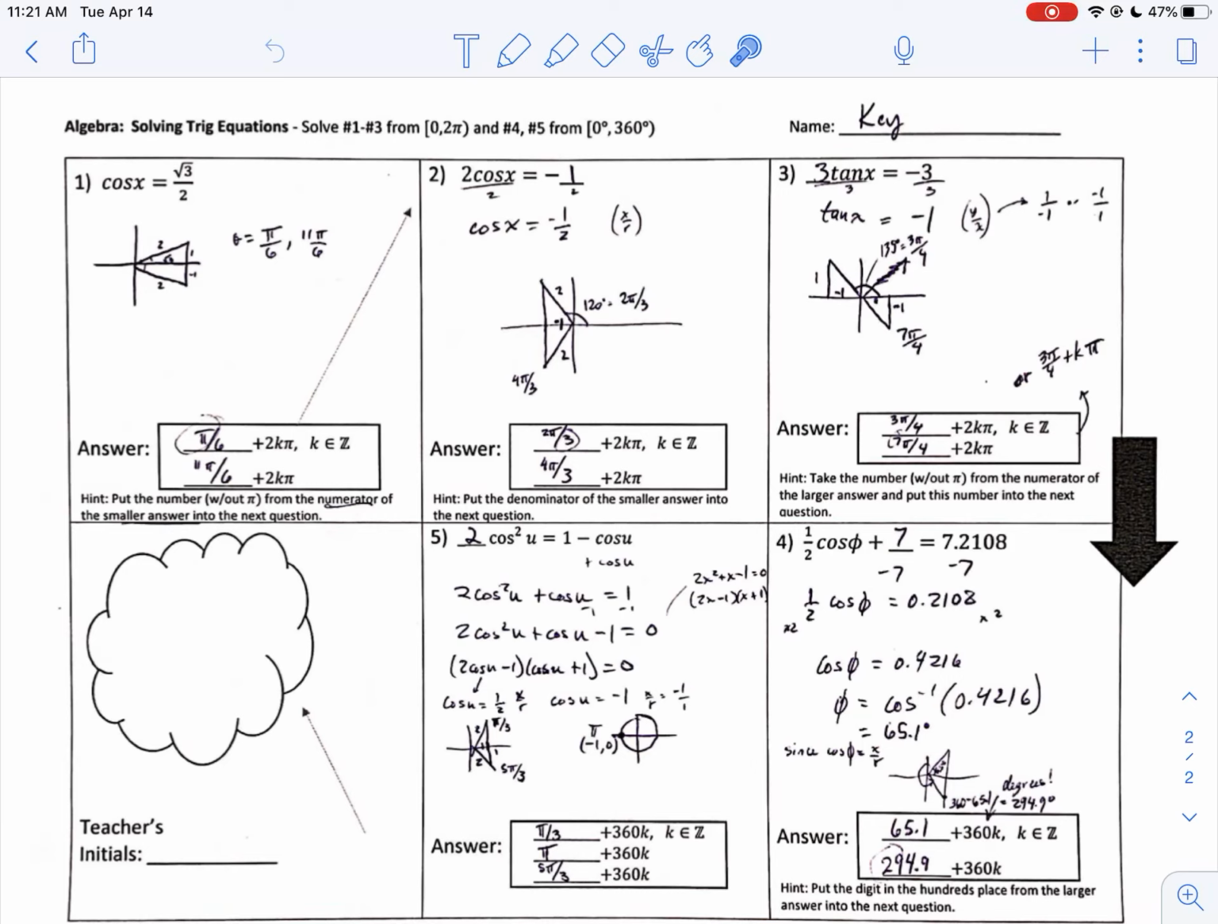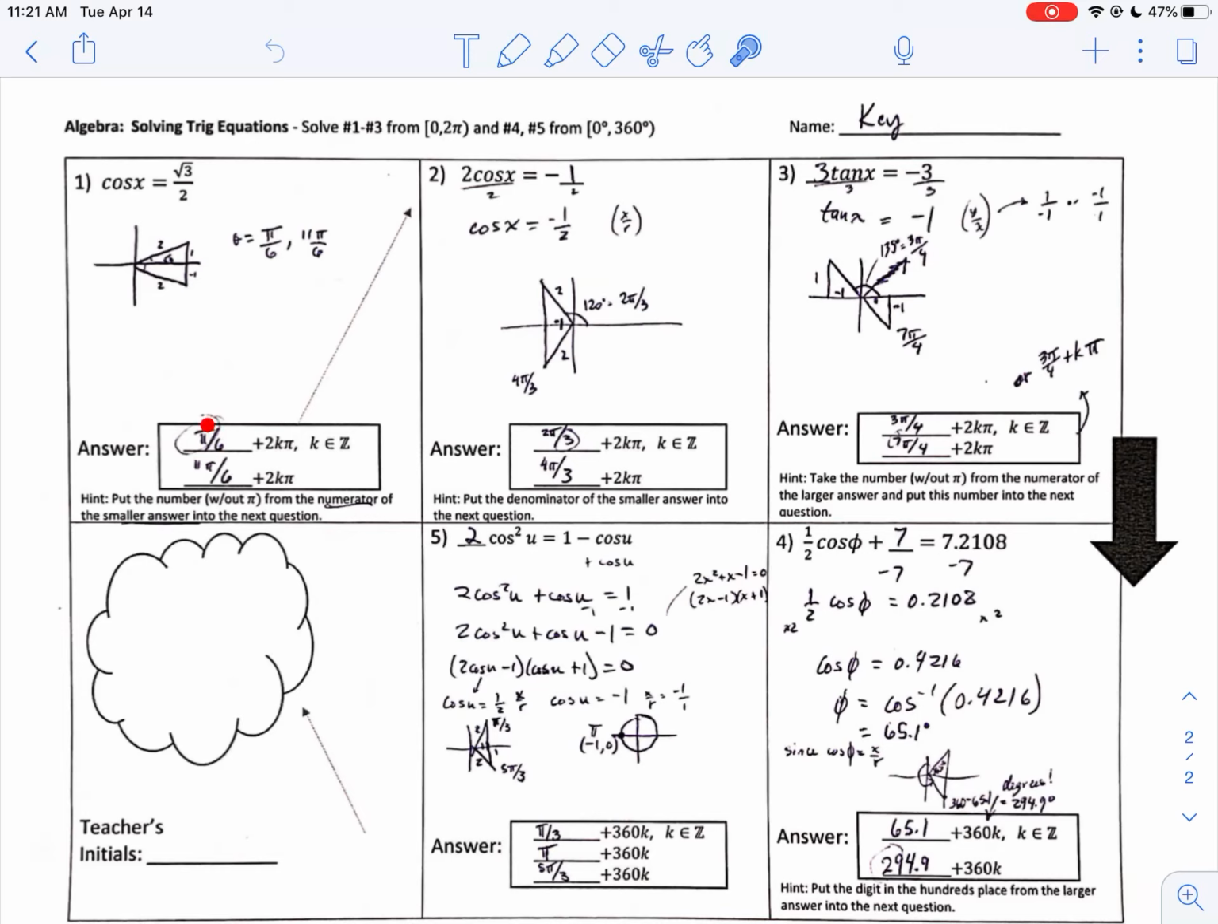This worksheet is what I call a domino worksheet. It's not original to me, but the way it works is after you find your answers here, you have to put another number in here. You notice that 1 wasn't in the original problem. It's coming from this hint.